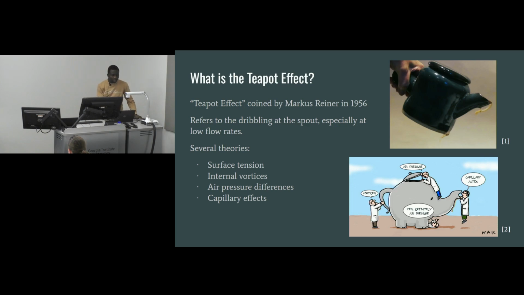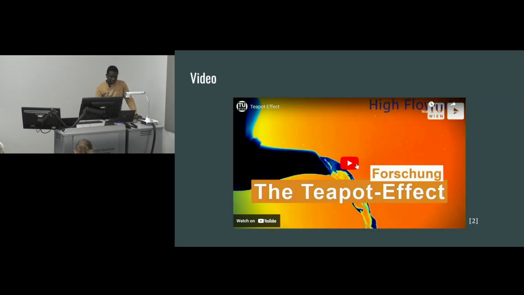So for the air pressure differences, when the tea is coming out of the kettle, especially if the tip of the kettle is narrow, as I said, the liquid causes the air to be trapped, and it causes a temporary difference in air pressure between the inside of the kettle and the outside of the kettle. The capillary effect, we all know what capillarity is, and so that's it. This is a video that explains this better.